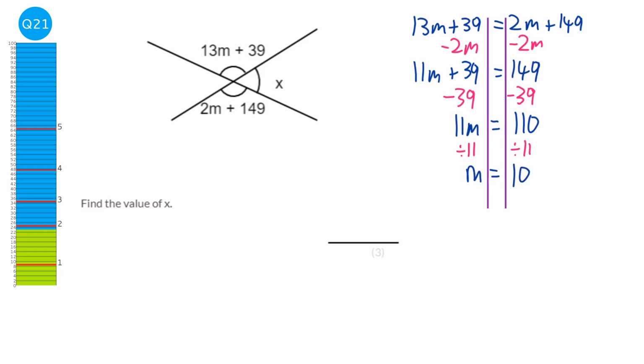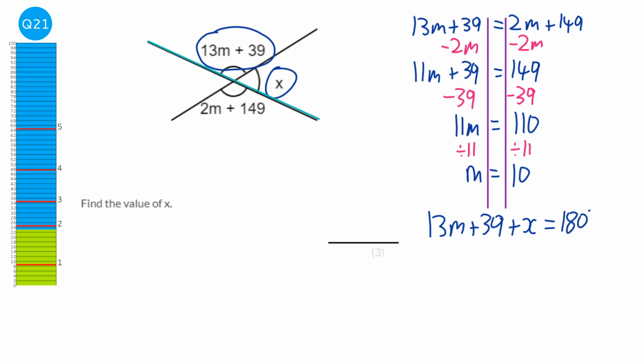So we know if m equals 10, we can then work out x, and the way we can do that is the fact that this one and this one are both on a straight line. So they are both on this straight line here. So we know that they've got to add up to 180. So let's write that down. 13m plus 39 plus x is equal to 180 degrees, or I don't normally put that in for the working out, I always put that in for the answer.